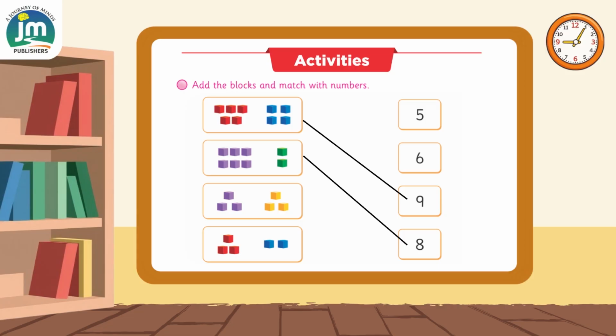Third one is 3 blue blocks plus 3 yellow. 3 plus 3, 6. So match these blocks with number 6. Last one is 3 red blocks plus 2 blue. 3 plus 2 is equal to 5. So match these blocks with number 5.